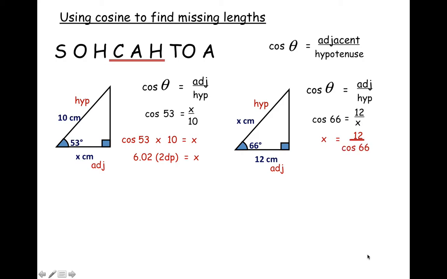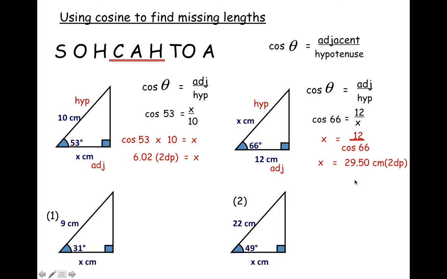Do not punch into your calculator like a fraction. Make sure you punch it in using the division function key. Do not punch it in as a fraction, because if you do that, you will get a syntax error. So punch into your calculator 12 divided by cos 66, and you will get an answer, again rounded to 2 decimal places, and it's 29.50.